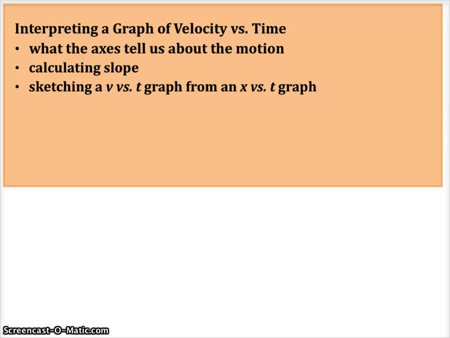Another type of graph of motion that we can examine is a velocity versus time graph. In this case, we look at how the velocity changes rather than how the object's position changes. Let's take a look at the things that we're going to focus on in this video, including how the axes tell us what's going on, how slope can be calculated, and then how we can use all this information together to sketch a v versus t graph when we're given an x versus t graph.